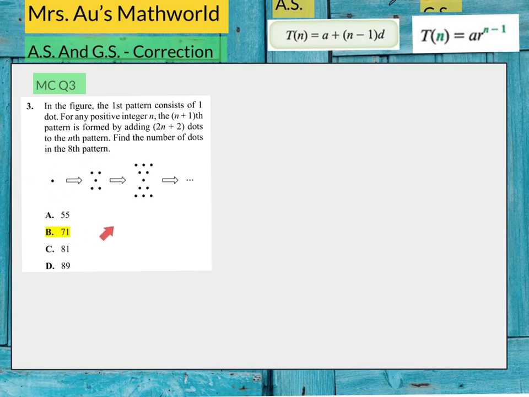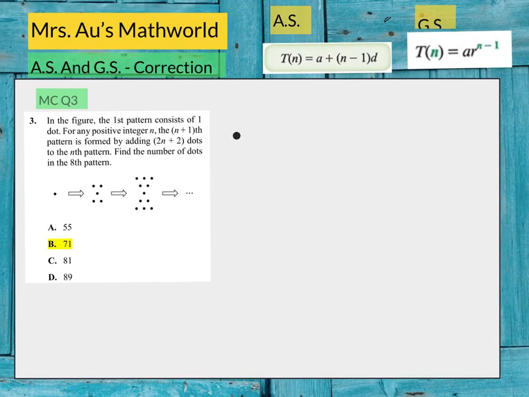So there are many different ways to do it. Actually you may not need to use AS or GS, because probably not. That means you can throw these two concepts away and we just count it one by one. There is a method like just doing it one by one.